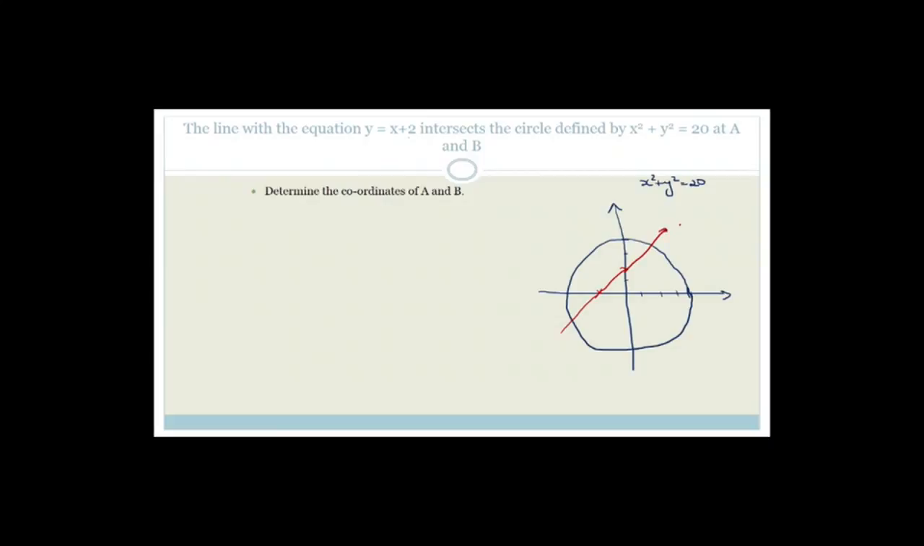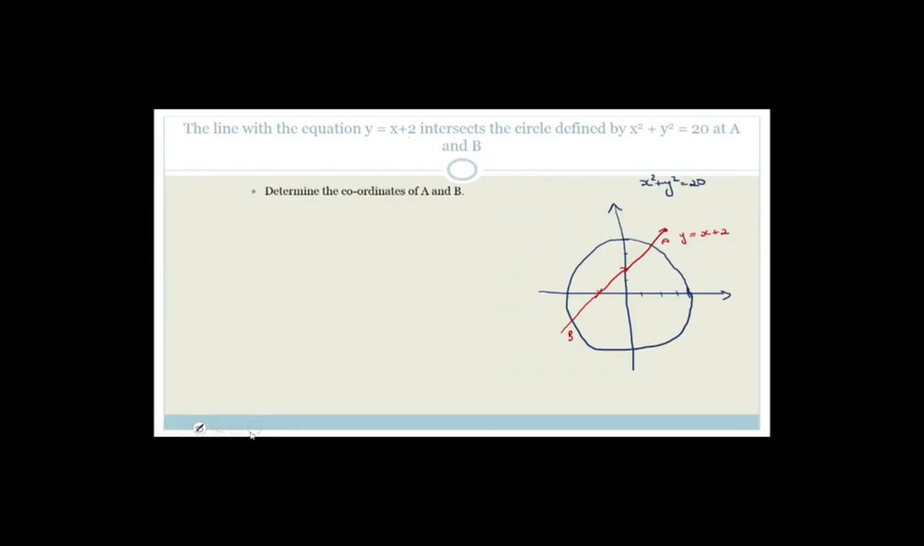And it says that it cuts the graph at A and B. So y is equal to x plus 2, and we've got point A and point B. It doesn't say where. It says determine the coordinates of points A and B. So you didn't have to draw this in order to solve this, okay? I just like to draw it so that I know what I'm doing.